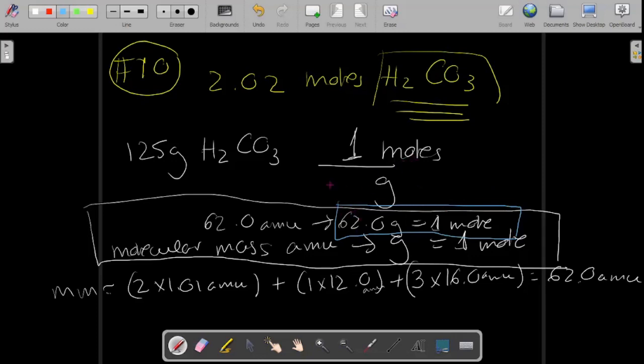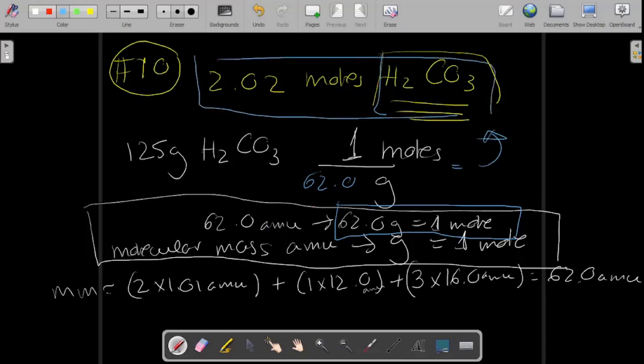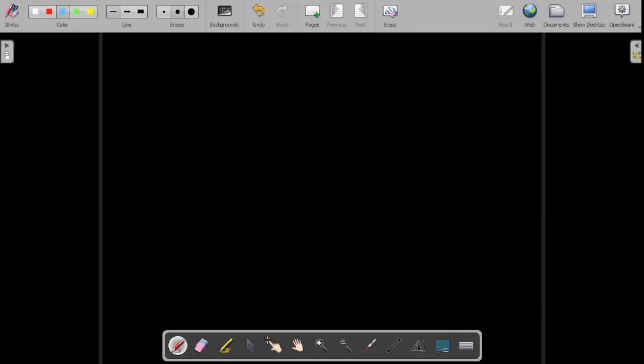So 1 mole is 62.0 grams. If I put this in my calculator, I'll get that 2.02 moles. That's where this came from. There you go. So this is our answer, and that's where it came from, applying all the knowledge that we had.